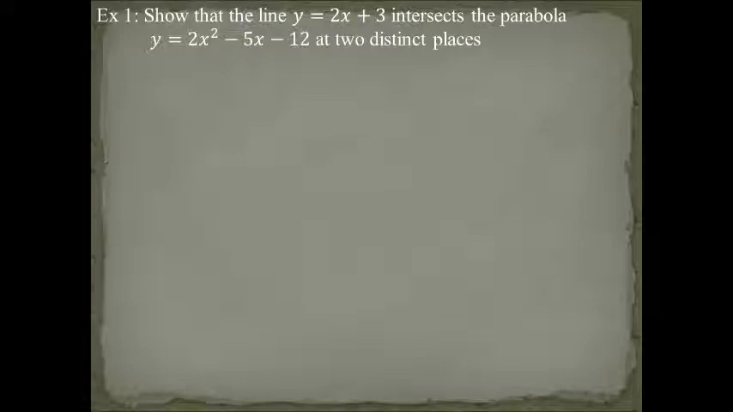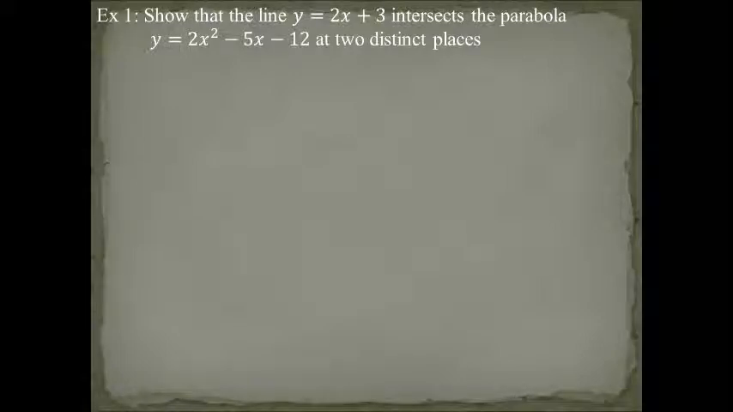So it's asking us to show that the line y equals 2x plus 3 intersects the parabola y equals 2x squared minus 5x minus 12 at two distinct places. The word show is a trigger. Again, I re-emphasize, when you are going to do your exam, you need to work on triggers. If the word says show, you're going to have to prove that by the maths you do. And since it only says show that they intersect, we're not being asked to find those points of intersection. We're just being asked to show it does intersect.